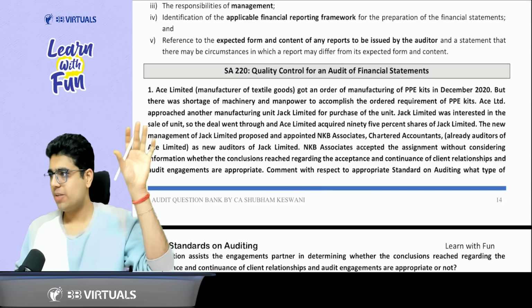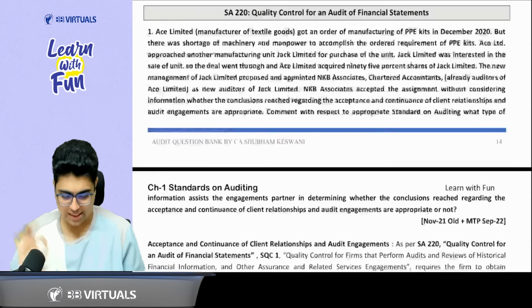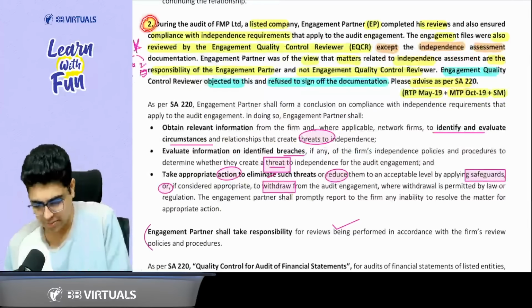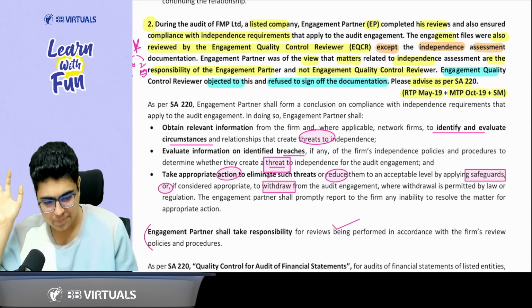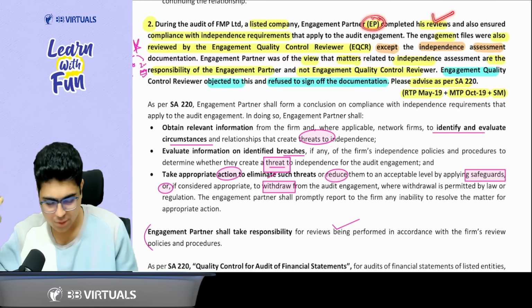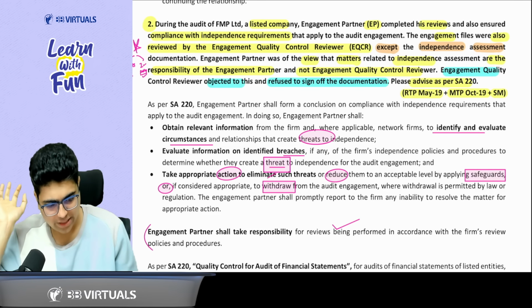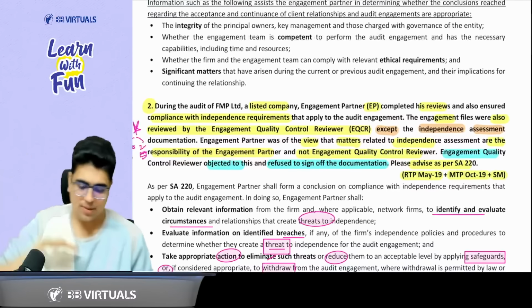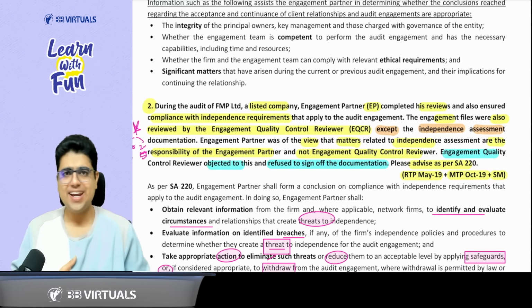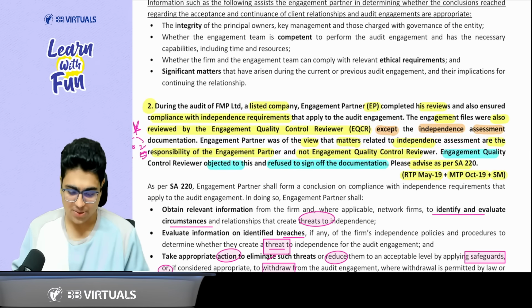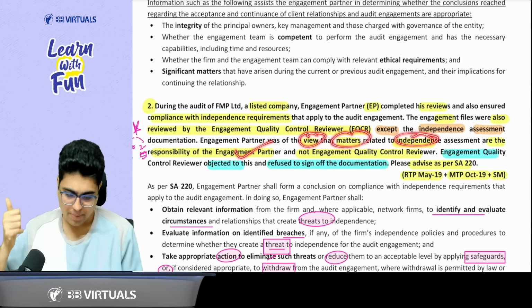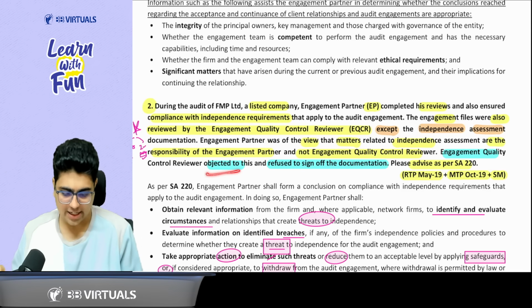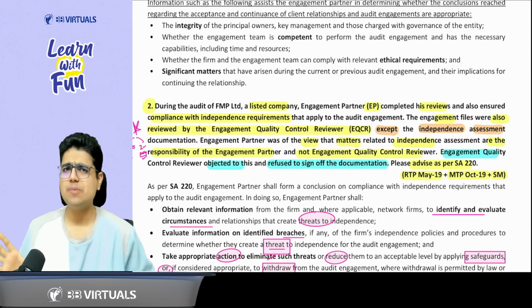Now please come to your question bank part of SA 220. It also has some good questions of EQCR. That is question number 2. Question number 2 says: during the audit of FMP Limited, which is a listed company, the engagement partner has completed the review and complied with the independence requirement. Engagement files were also reviewed by EQCR except independence. Now tell me one thing, independence was the first thing that EQCR was required to review. The engagement partner was of the view that matters of independence are the responsibility of the partner, not of EQCR. EQCR objected and refused to sign the documentation. So who is right? Engagement partner or EQCR?